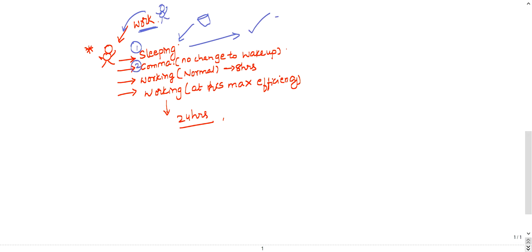Next, second situation. Assume that this fellow is in a coma. Now again I'll try to pour a bucket of water. Will he get up? No. Again I'll pour another bucket of water. No. Even if you pour an ocean of water, he is not going to get up because he is in a coma. So is your work done? No.